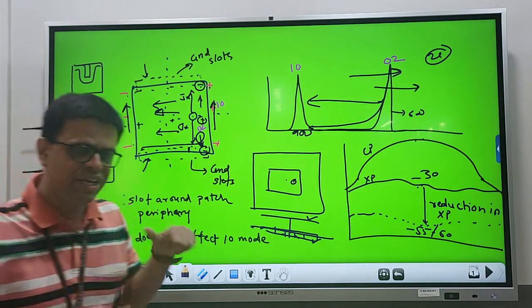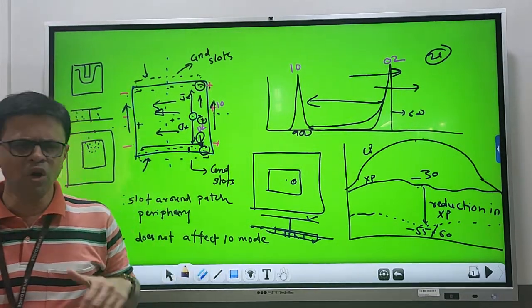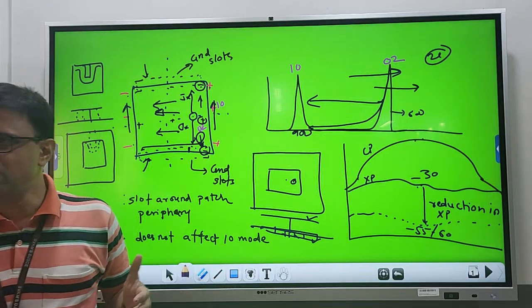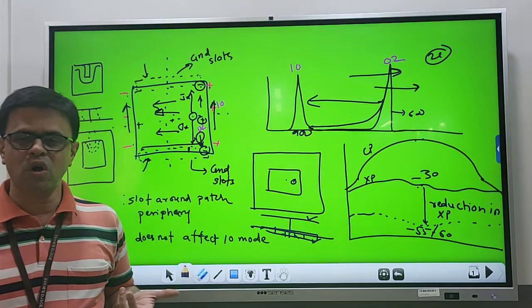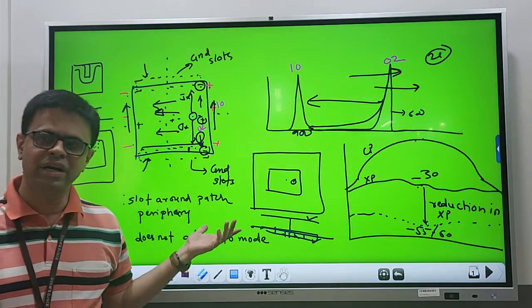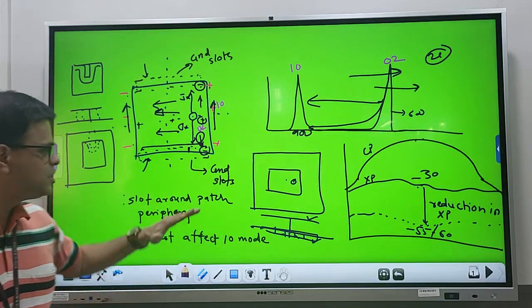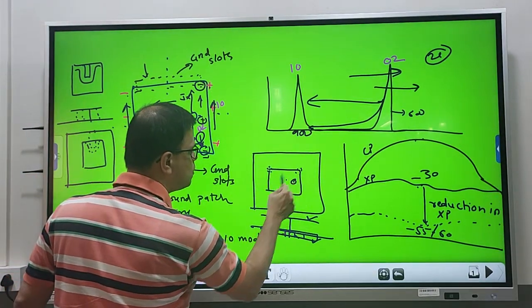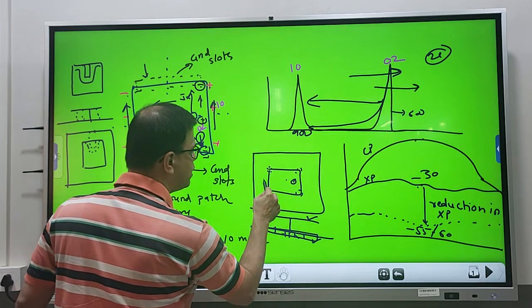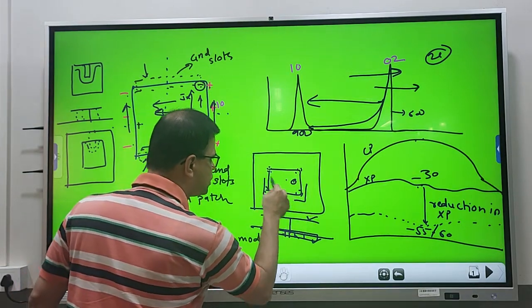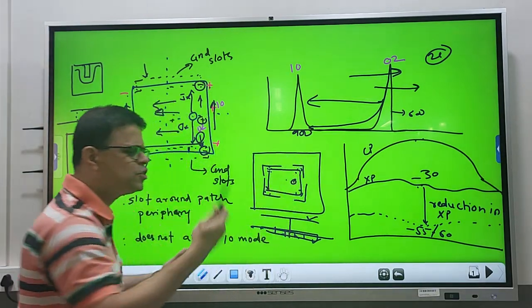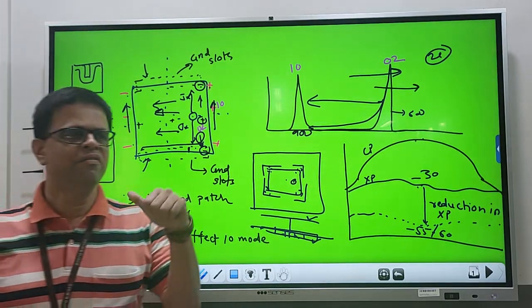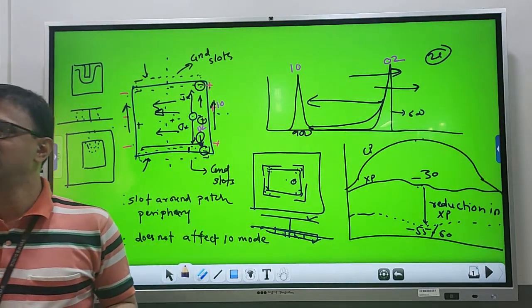Remember, a lot of variations and configurations have been evolved, a lot of combinations of slots have been evolved for reduction in the cross-polar level. Okay, this is one of them. In fact, you can cut a slot like this also. There are so many variations. Then even L-shaped slots have been evolved. So many papers are there in the literature where different configurations have been considered.